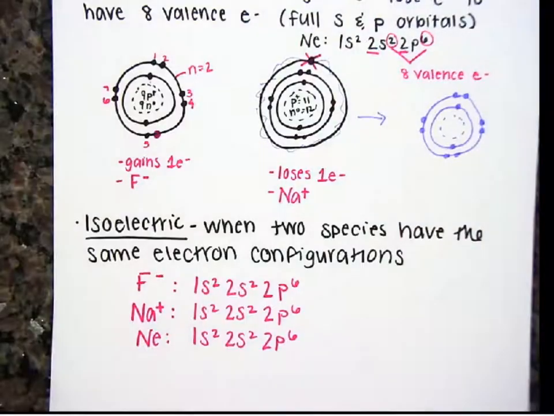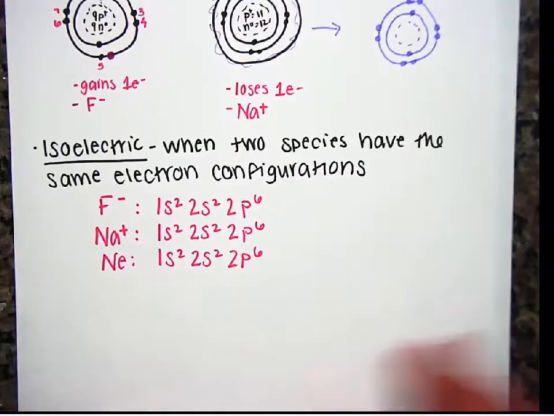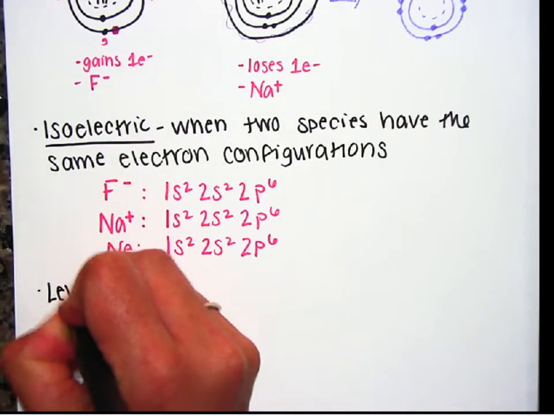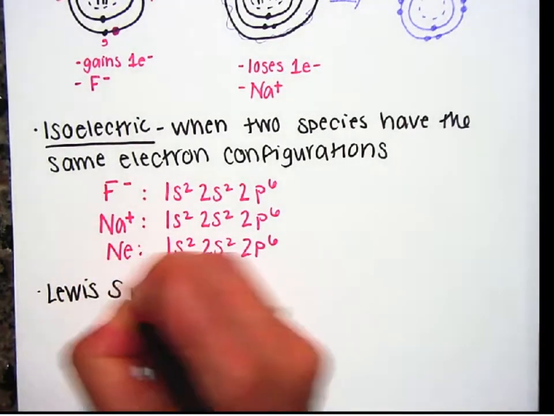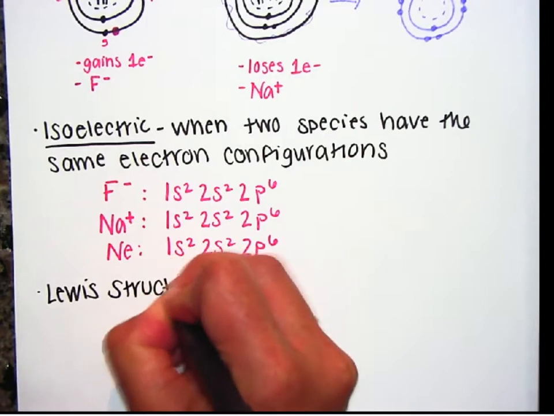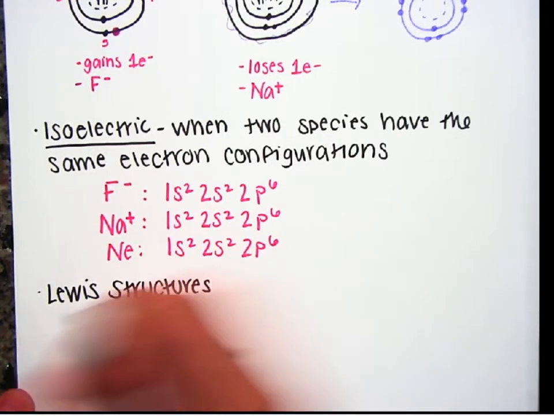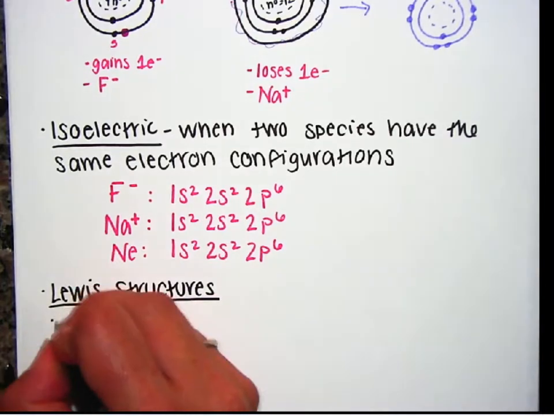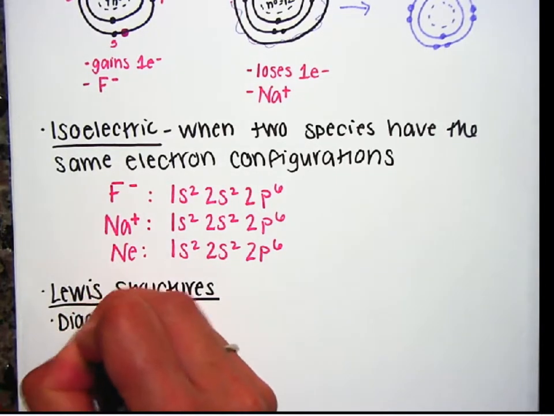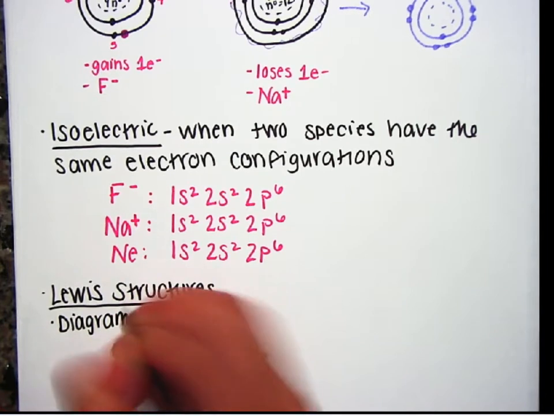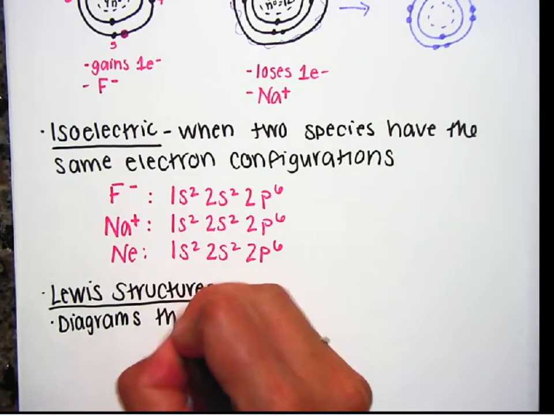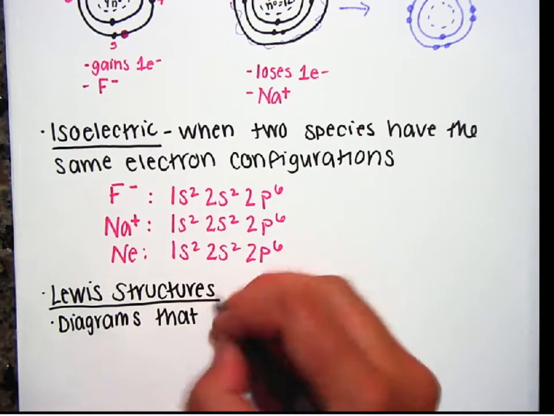So keeping all that in mind, let's start drawing some Lewis structures, or Lewis dot diagrams. So why do we draw Lewis structures rather than Bohr diagrams? So the Lewis structure just shows the number of valence electrons.